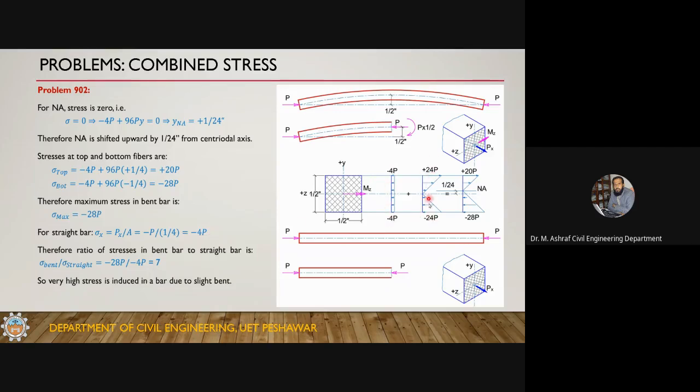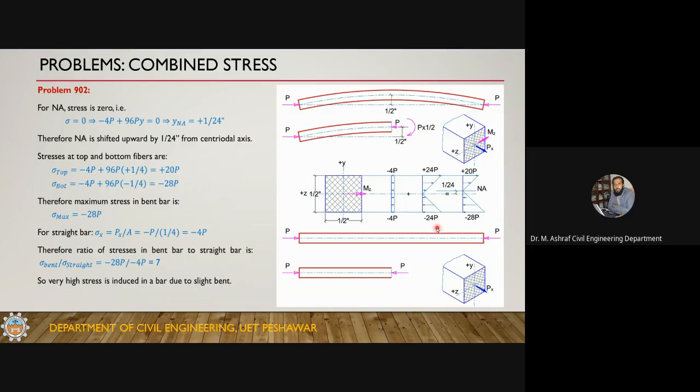And if you have just the bending moment applied on the section, with no axial force, then the stress variation will be this one. You will not have this component, you will have just this 96p divided by y. Okay, so if you calculate the stresses in the top and bottom fibers, if you plug in the value y equal to 1 by 4, it will result in plus 24.